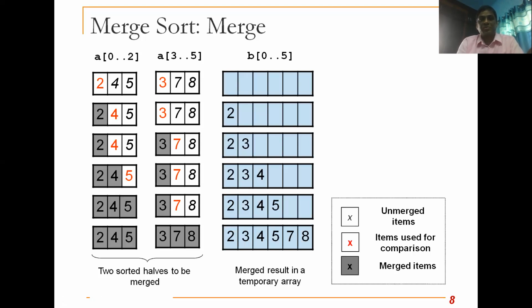When we copy the smallest element into the array B, we move the pointer from where the element is copied to the next element. We perform these steps until one of the lists is completed, and then we copy the remaining elements from the other list into the array B. So this is what the merging operation is.